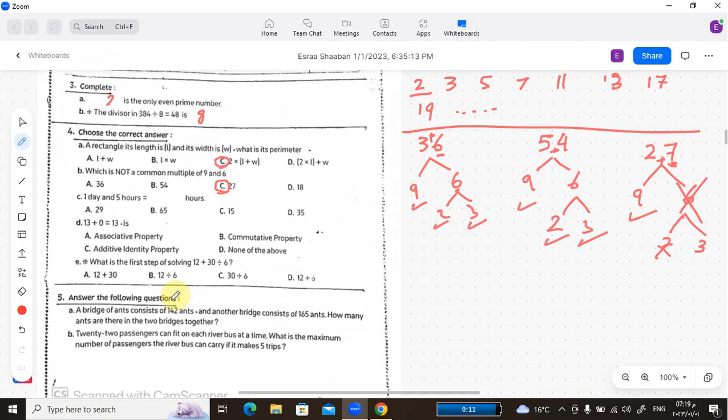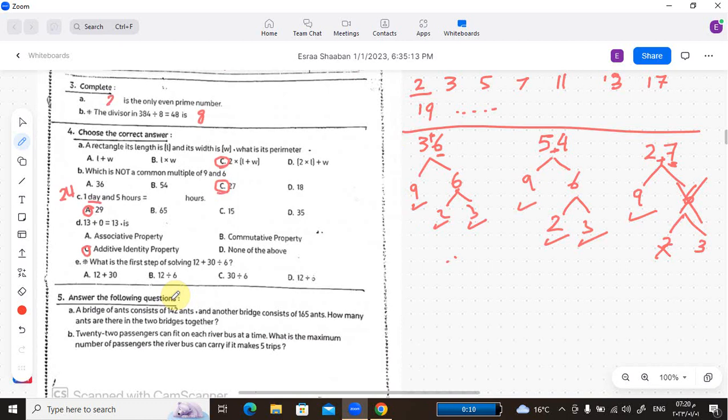Okay? Letter C. 1 day and 5 hours. How many hours? I can't add day with hour. So I need to convert a day to hours. A day, how many hours in the day? 24. So 24 hours plus 5 hours equals 29 hours. Okay. Letter D. 13 plus 0 equals 13. When I have zeros in the addition, this is called the additive identity property.